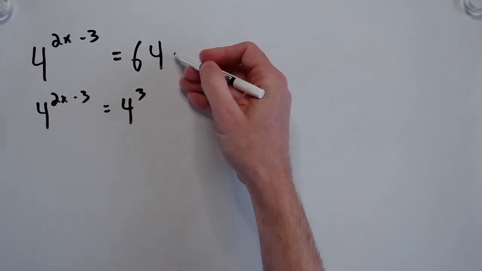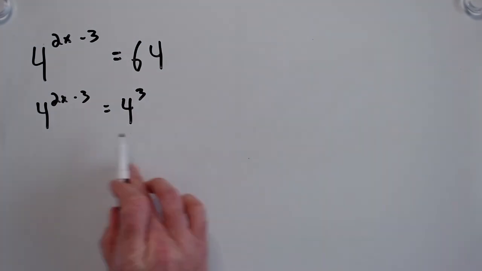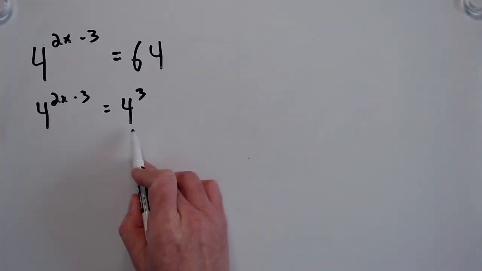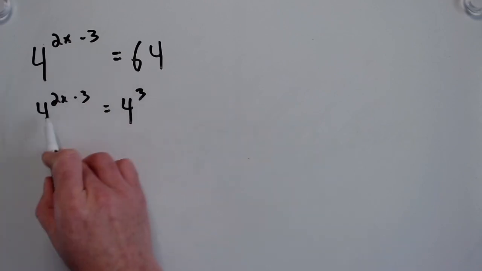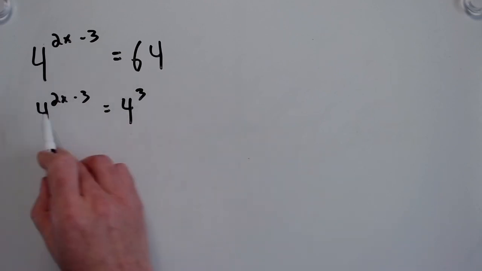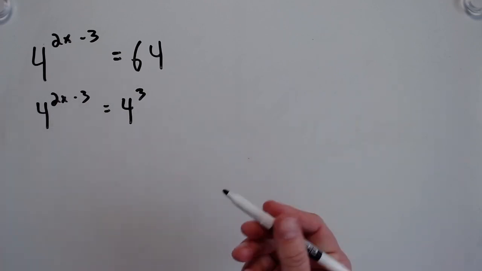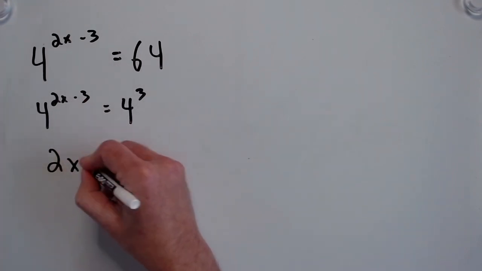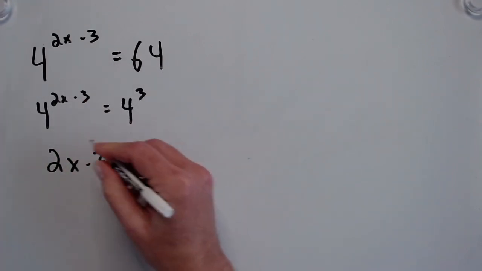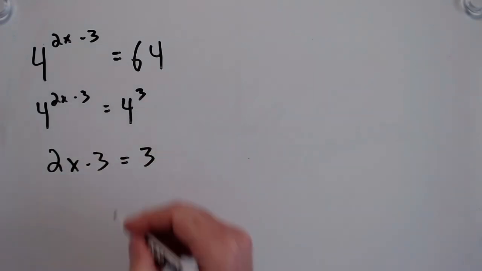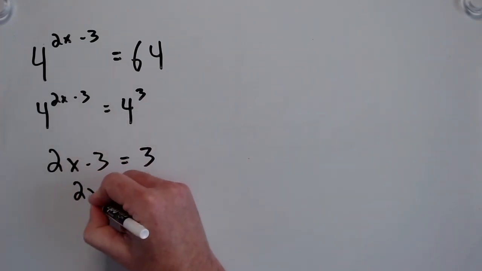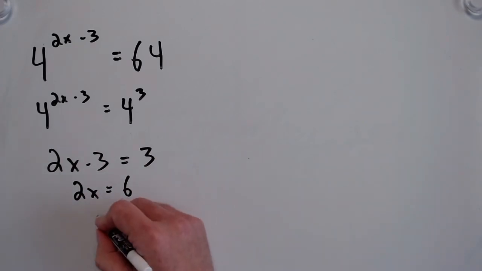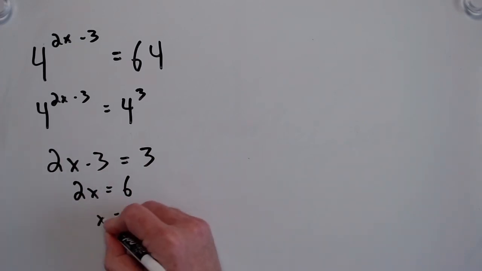4 cubed is 64. So now we have an equation where we have 4 to some power is equal to 4 to some power. So these two exponents have to be the same. So we can get rid of all this exponential mess and just say that 2x minus 3 is equal to 3. If we add 3 to both sides, 2x is equal to 6. Divide both sides by 2, we get x is equal to 3.